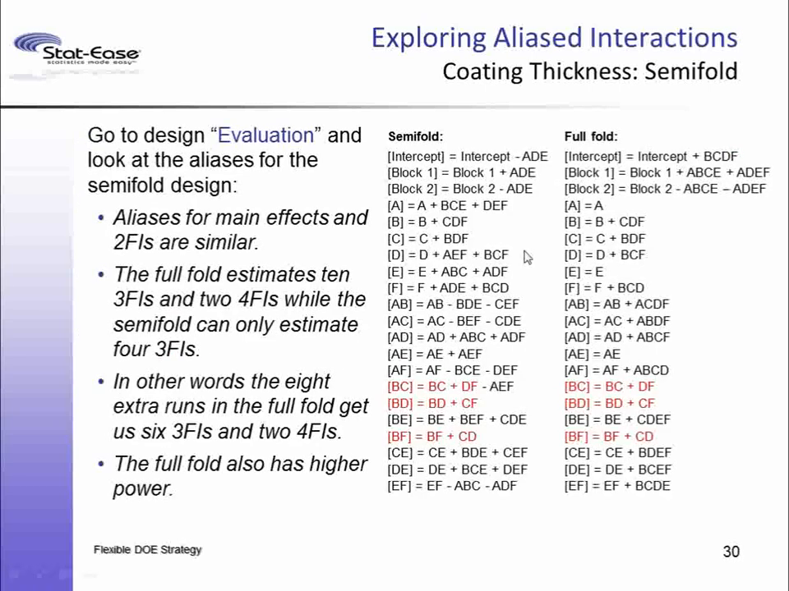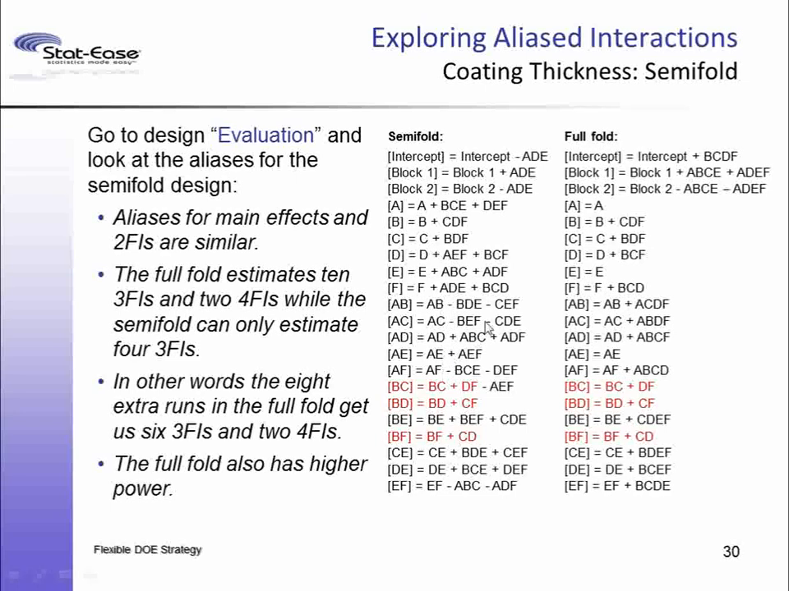All right, so the full fold is on the right side here, and if you remember, we had been able to estimate all the two-factor interactions that had A in it, and then some of the other interactions are still aliased together. If we just did 8 runs rather than 16 runs and used the semi-fold method, then look at the results. It is nearly the same.